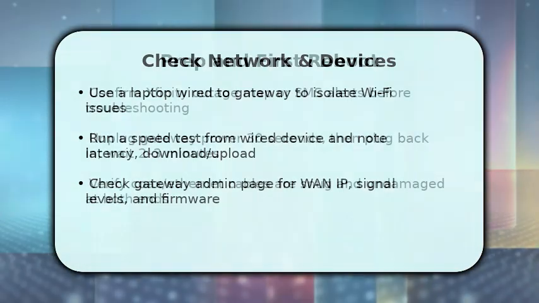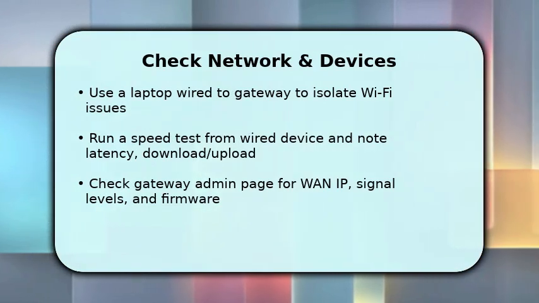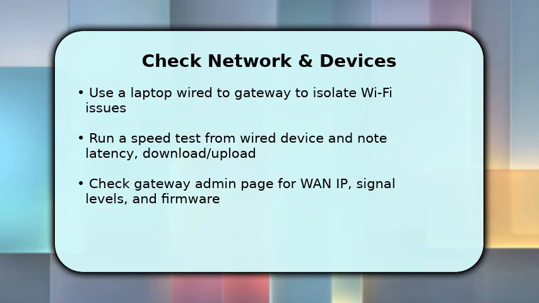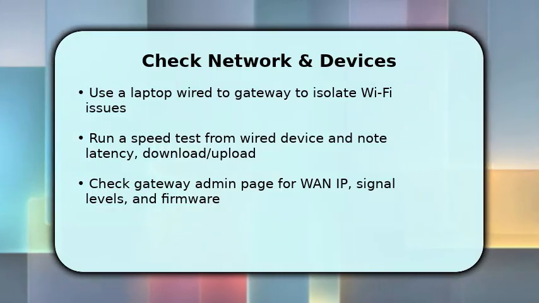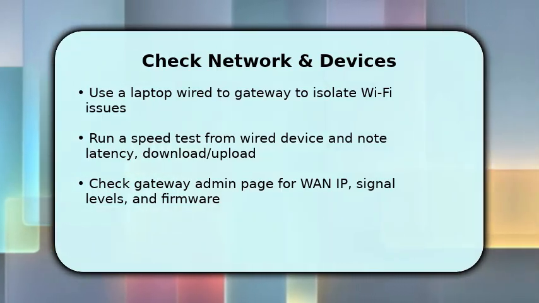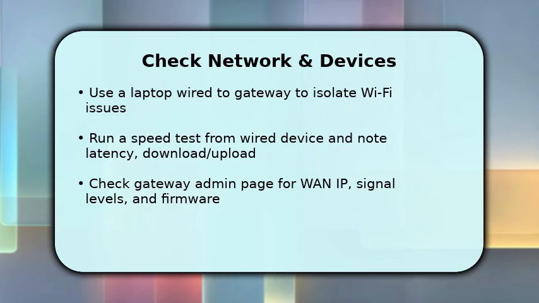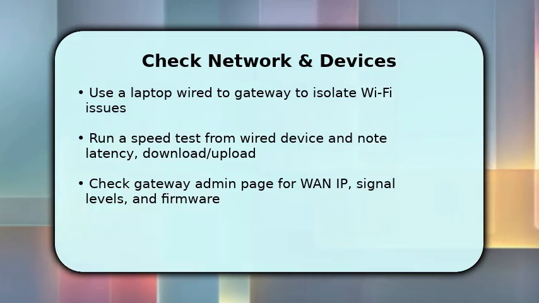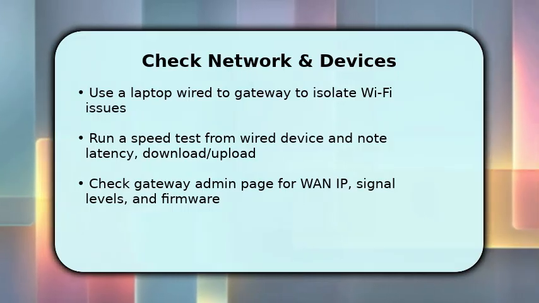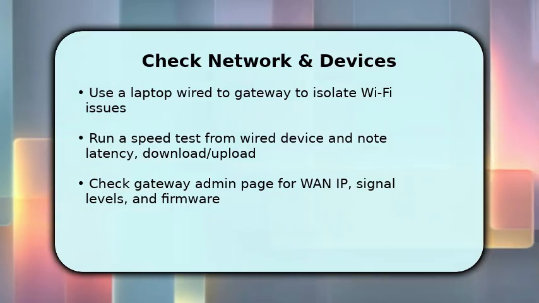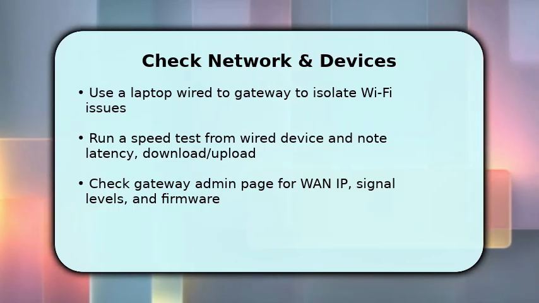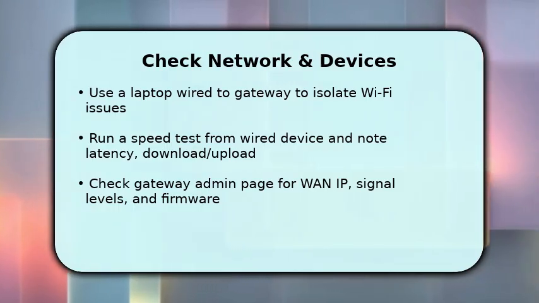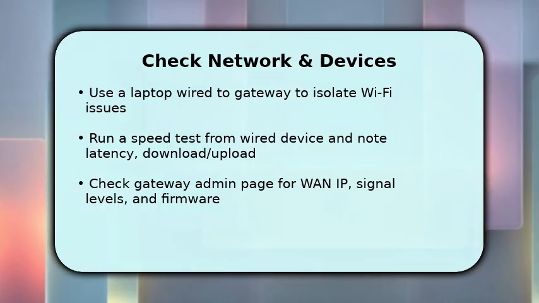Next, isolate whether the problem is Wi-Fi or upstream by connecting a laptop with an Ethernet cable directly to the gateway. This bypasses wireless variables. Run a speed test and note latency and throughput so you know if rates match your plan. Then log into the gateway's admin page to check the WAN IP, downstream/upstream signal levels, and firmware version. Out-of-range signal numbers or old firmware explain many intermittent drops.